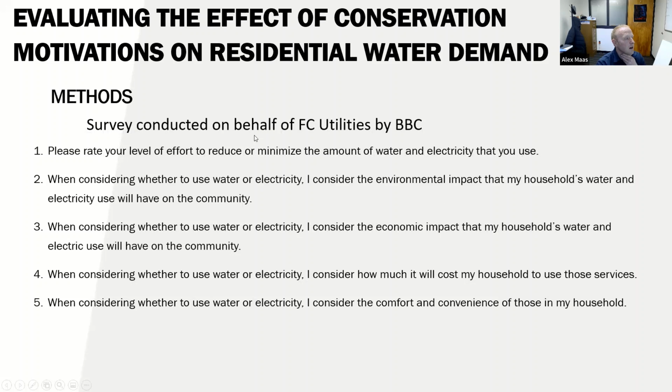And we had access to a survey conducted on behalf of Fort Collins Utilities. There are many more questions on this survey, but the ones that helped us identify these groups are people who are interested in conserving. So rate the level of effort you use to reduce or minimize the amount of water and electricity that you use. And those are 1 to 5, right? When considering whether to use water or electricity, I consider the environmental impact that my household's water and electricity use will have on the community. Agree, 1 to 5, right? What about your water and electricity use on the community, the economic impact? 1 to 5. How much are you considering cost? 1 to 5. How much are you considering convenience? 1 to 5, right? And so we take those and we sort of separate people out based on what's driving their motivation there.